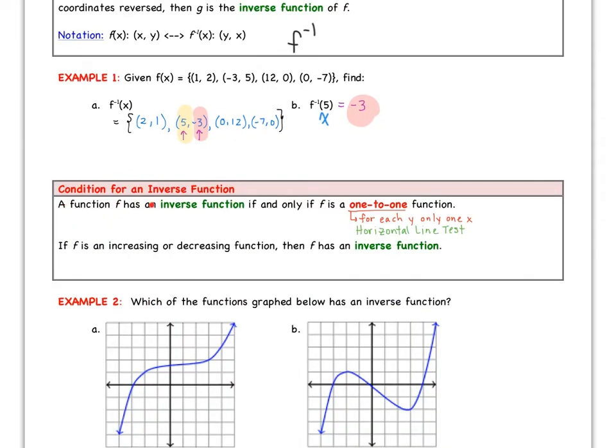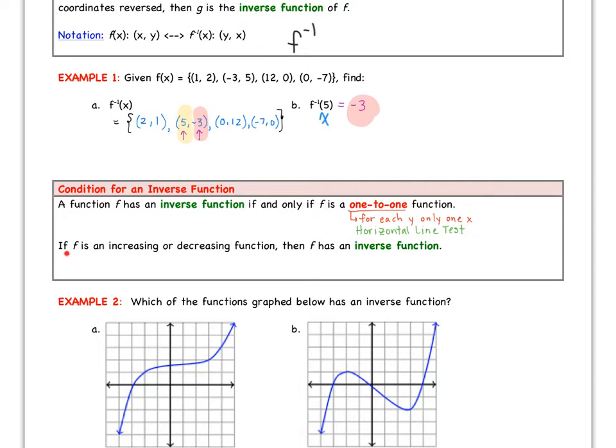Now we have to look for the condition for an inverse function. So a function f has an inverse function if and only if f is a one-to-one function, meaning for each y, there's only one x. For each y, there is only one x. And we're going to talk about the horizontal line test. You should be familiar with the vertical line test, but what does the horizontal line test allow us to find?